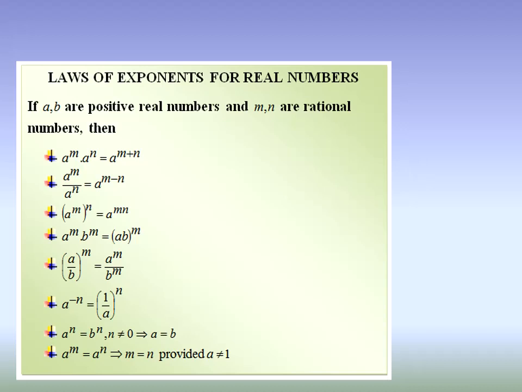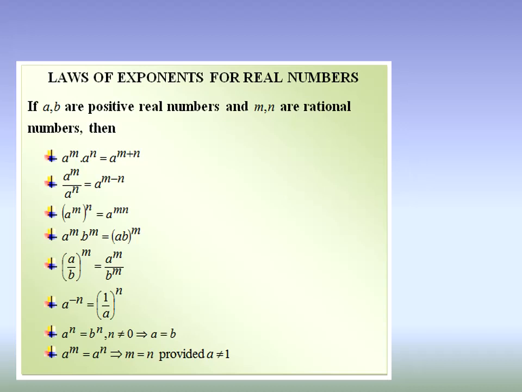a to the power m whole to the power n becomes a to the power mn, so the powers are multiplied. Now a to the power m into b to the power m, which you can write (ab) to the power m; (a by b) to the power m is equal to a to the power m by b to the power m; a to the power minus n, which you can write 1 by a to the power n. a to the power n is equal to b to the power n, where n not equal to 0, which you can write a equal to b.